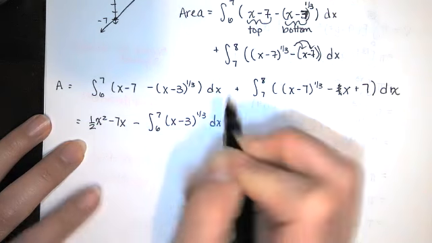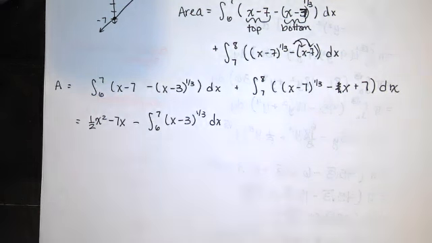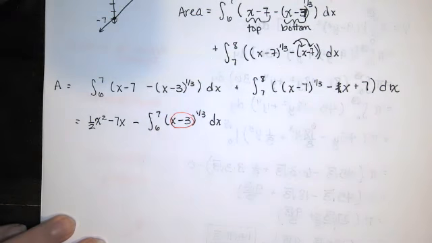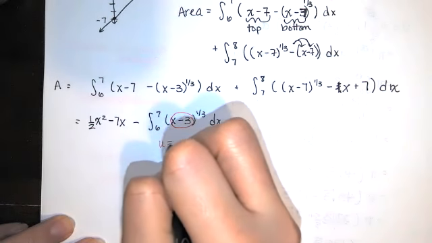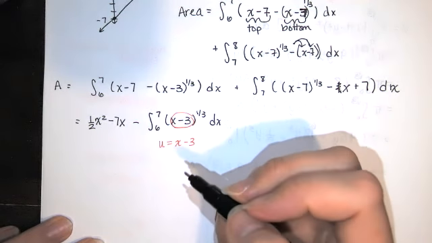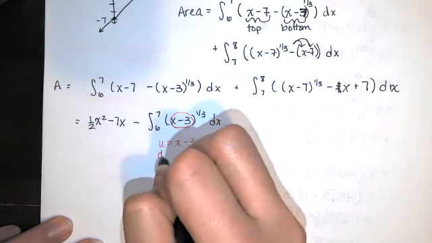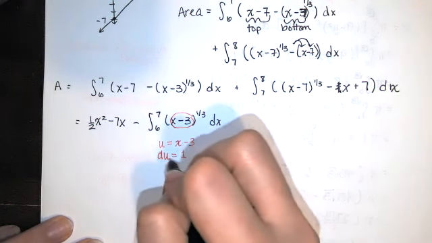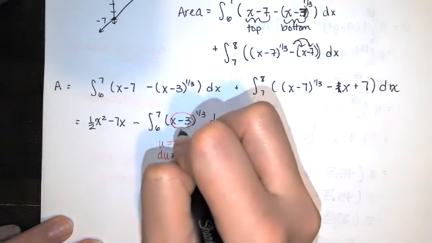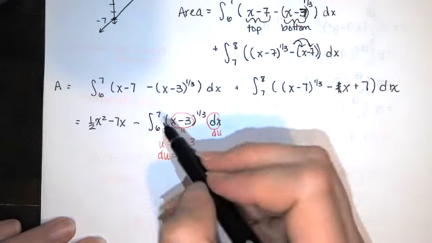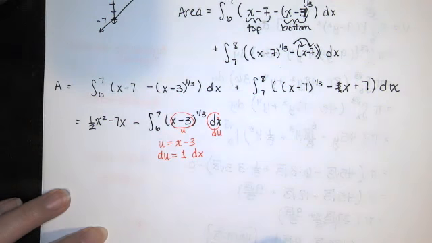I don't have a rule for this, but if I use u substitution, I do have a rule for this. Because I see a function nested inside another function. I'm taking the cube root of x minus 3. So I might be able to do this if I let u equal x minus 3. I know this is going to work because if I take the derivative of x minus 3, I just get 1. So du happens to be 1 times dx. So this is a u to the 1/3, and dx and du are the same thing. So I can write this in terms of u pretty easily.